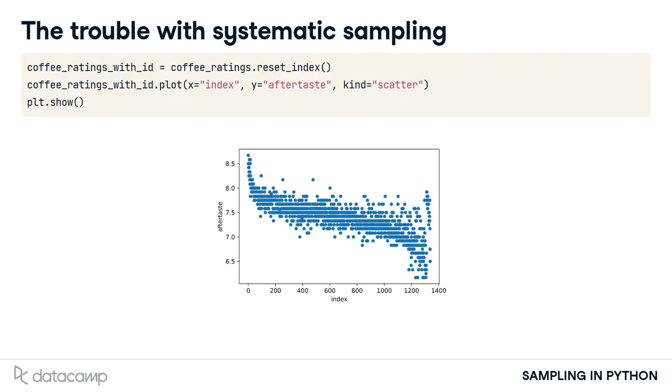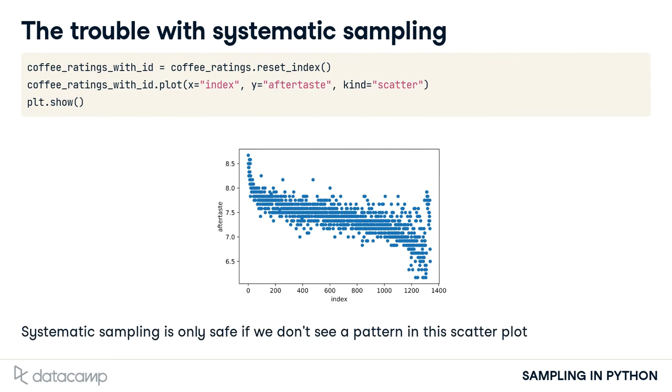Suppose we are interested in statistics about the aftertaste attribute of the coffees. To examine this, first we use reset index to create a column of index values in our data frame that we can plot. Plotting aftertaste against index shows a pattern. Earlier rows generally have higher aftertaste scores than later rows. This introduces bias into the statistics that we calculate. In general, it is only safe to use systematic sampling if a plot like this has no pattern. That is, it just looks like noise.